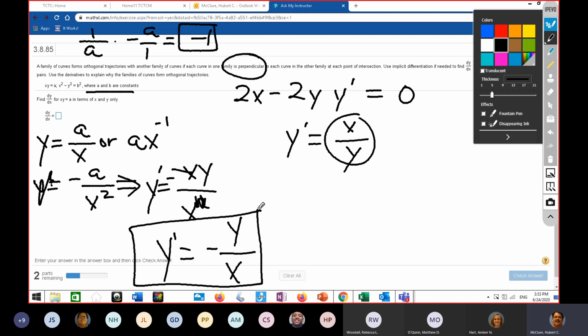Are these two perpendicular? Yes. And it's either going to be a yes or a what? No. If you multiply those two slopes together, what do you get?